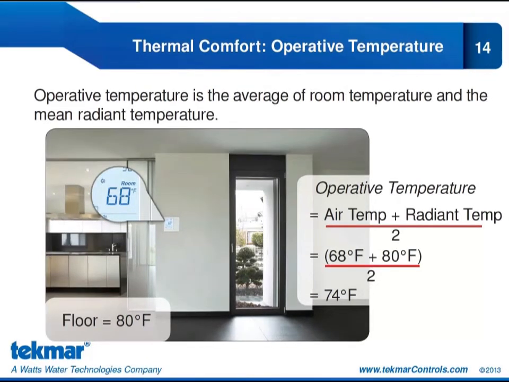To calculate operative temperature, we add the air temperature to the mean radiant temperature and divide by 2. Now, as stated previously, for this example, we're only going to consider the floor temperature. We're not going to consider the radiant temperature of the other surfaces in the room, like walls, windows, doors, etc. So for the sake of this example, the operative temperature will be 68 degrees Fahrenheit, which is our current room temperature, plus 80 degrees Fahrenheit, which is our current floor temperature, divided by 2. Giving us an operative temperature of 74 degrees Fahrenheit. And of course, that is well within our comfortable range as shown on the chart on the previous slide.